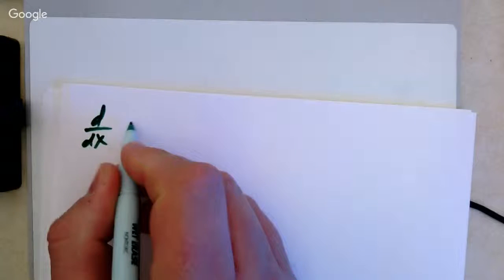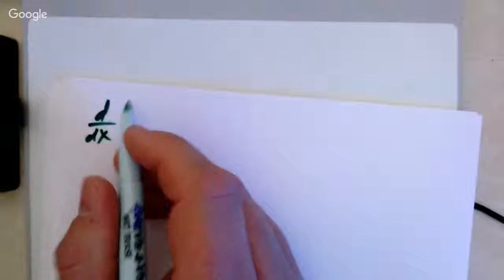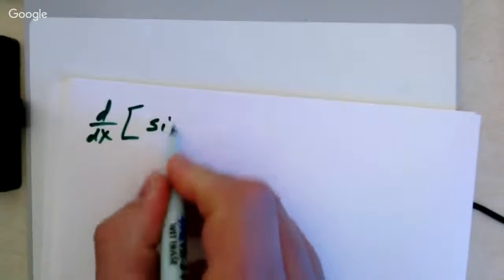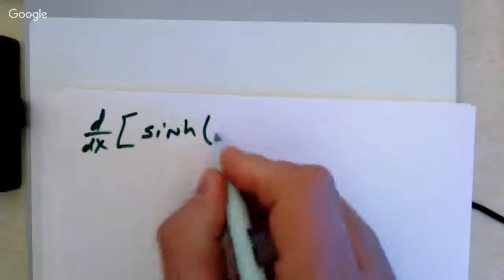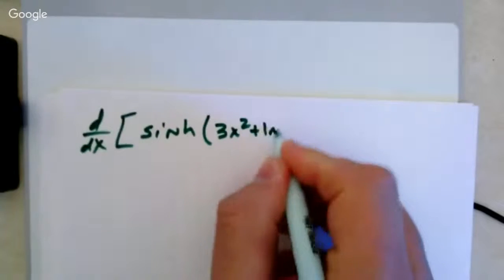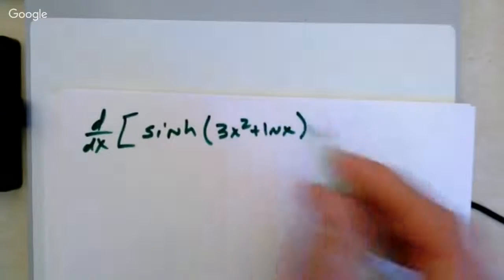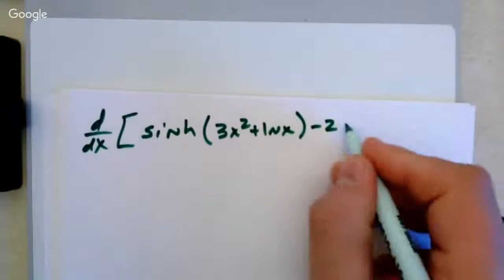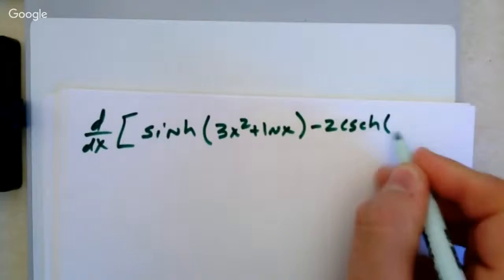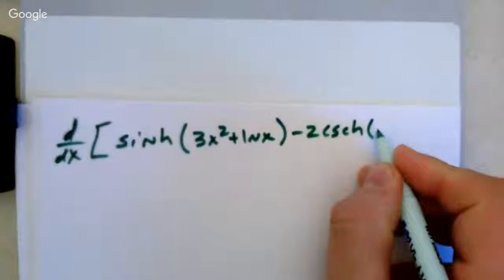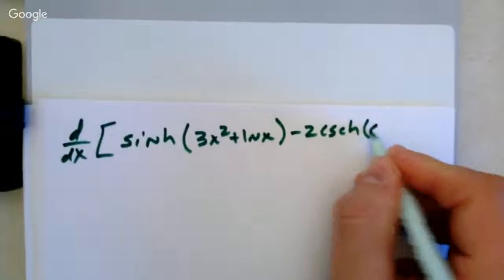Let's say you are in a dark alley and somebody comes up to you and says, oh, how nasty should we make the first one? Let's find this. So find d/dx of, let's do this, sine hyperbolic of 3x squared plus ln x, minus 2 cosecant hyperbolic of, how nasty should we make it? Oh, the cosine of x.